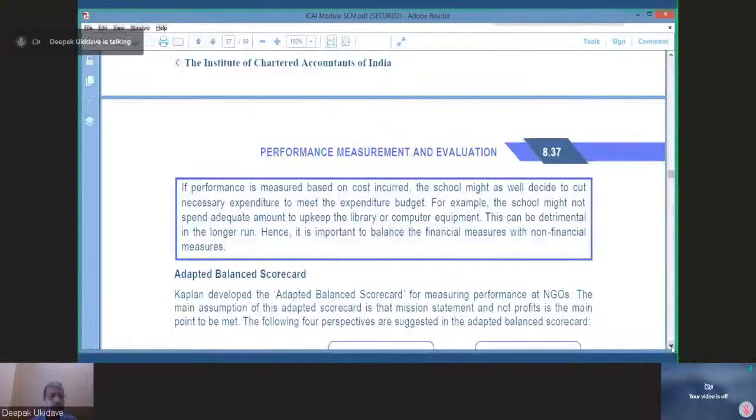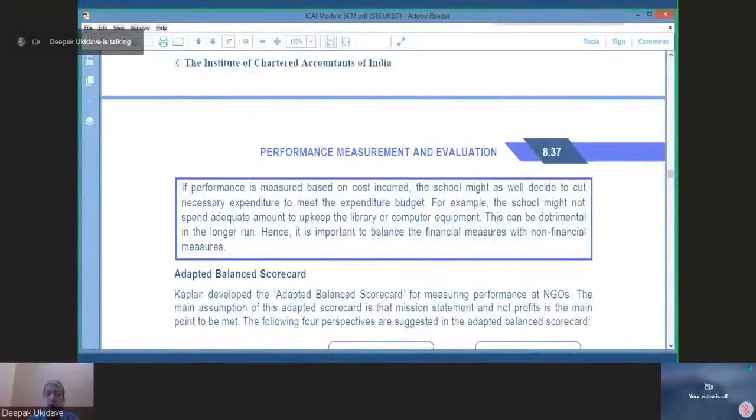In the above case, if performance is based on cost incurred, if cost is the only criteria at the back of mind, the school might decide to cut the necessary expenditure to meet the expenditure budget. If top management gives a target to the functional heads that you have to maintain the cost within the budget, what may happen is the individual managers in charge of administration or housekeeping, or HR or different functions, may reduce their cost, and that will affect the quality.